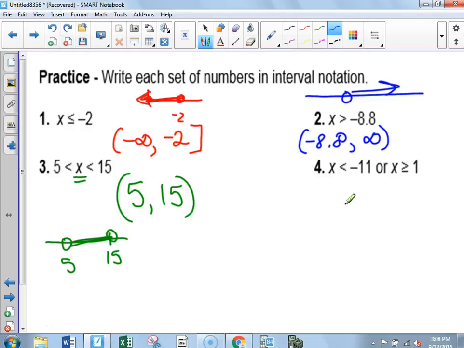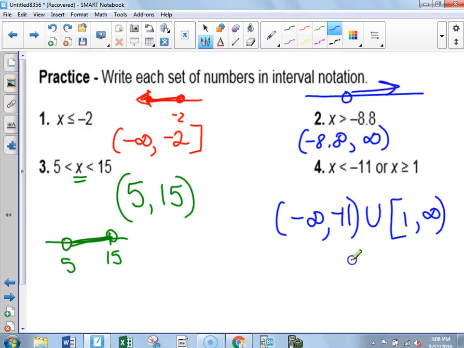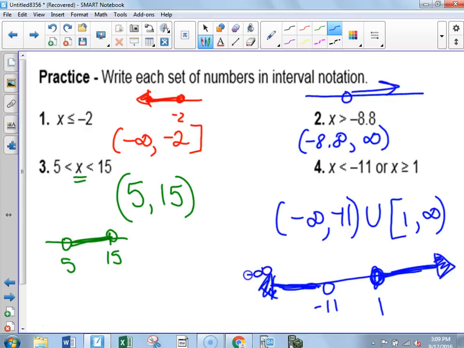And this guy, this is the icky one. -infinity to -11, both soft, okay? Okay, take a second and look. Did Katie get it right? Going that way from -1 or -11. It includes 1 and up. How'd she do? -infinity to -11, 1 to infinity. We good? All right.